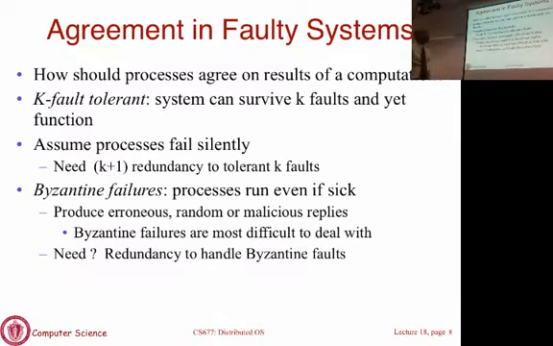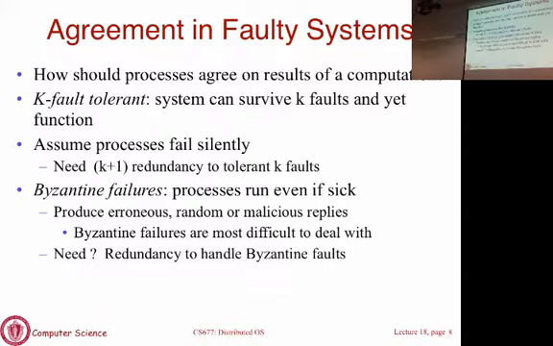Okay, so with that in mind, let's now talk about Byzantine faults and simple crash faults and see how to deal with them. What we want is basically a property that allows some processes to agree on the result of a computation. So let's say a server produces a response to a request. It's performing some computation and producing a response.